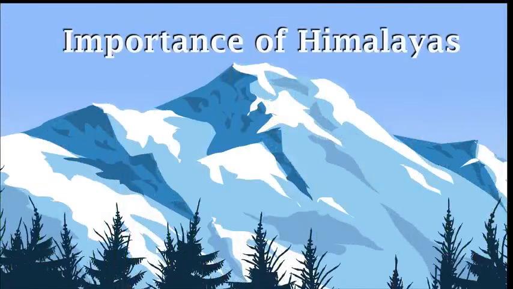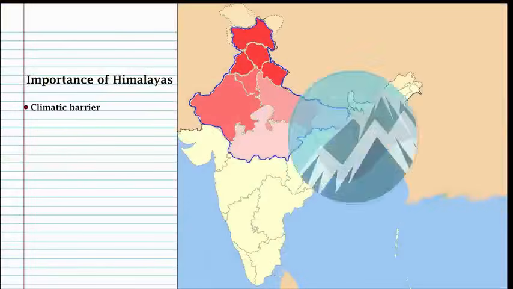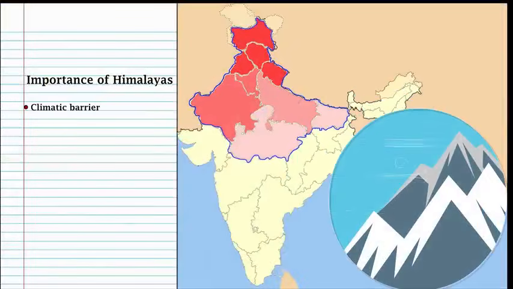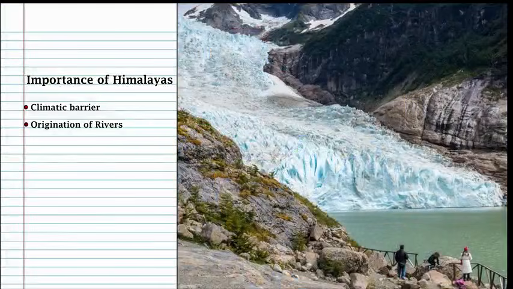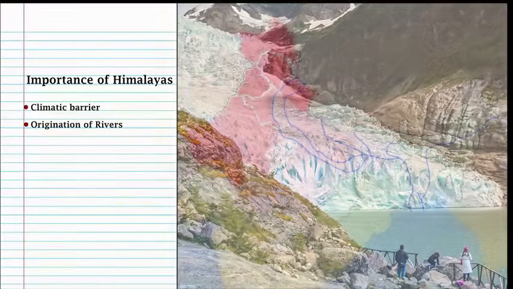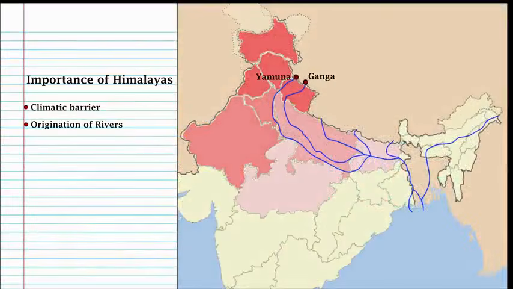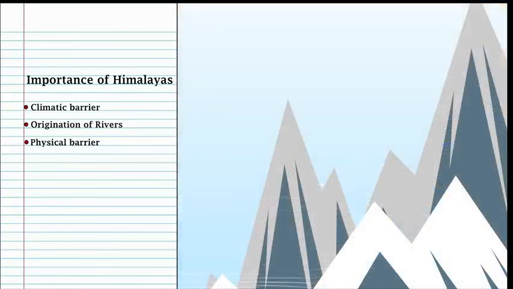Let us elaborate on the importance of the Himalayas. 1. Climatic barrier. Himalayas protect northern India from severe cold in winters. 2. Origination of rivers. The glaciers in the Himalayas give rise to perennial rivers such as Ganga, Yamuna, Brahmaputra, Kosi, Gandak and Ghagra. 3. Physical barrier.